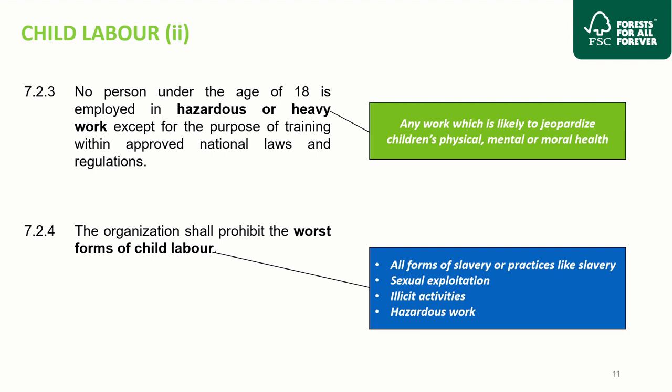Looking at the next set of requirements, no person under the age of 18 is employed in hazardous or heavy work except for training within approved national laws and regulations. What do we mean by hazardous work in the context of child labour? This means any work which is likely to jeopardize a child's physical, mental, or moral health and should not be undertaken by anyone under the age of 18 years.